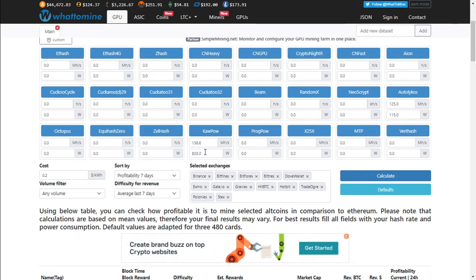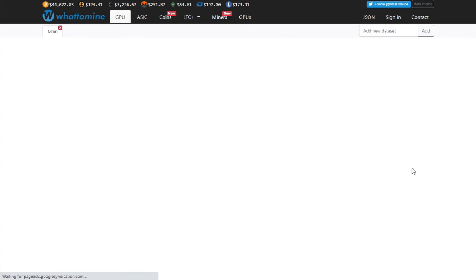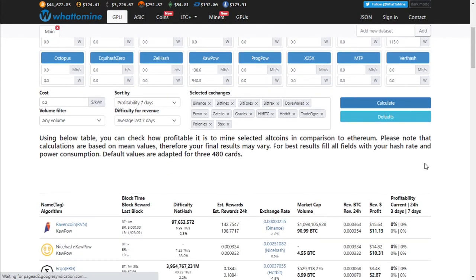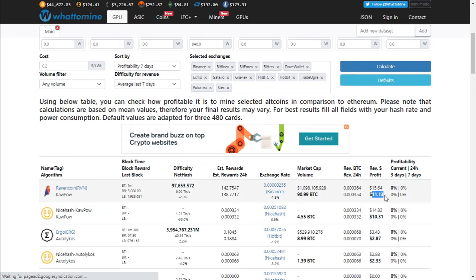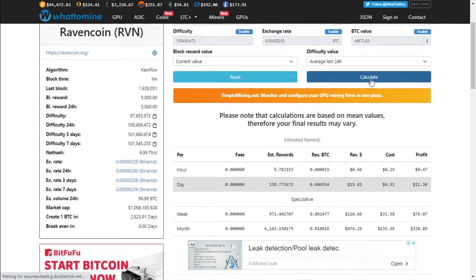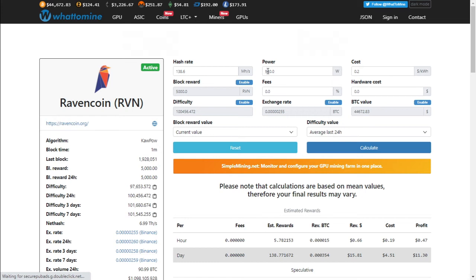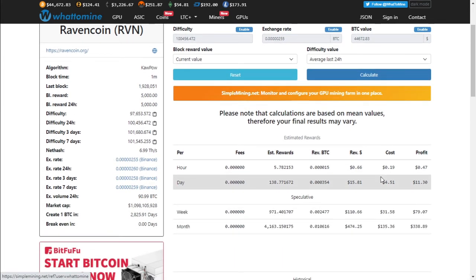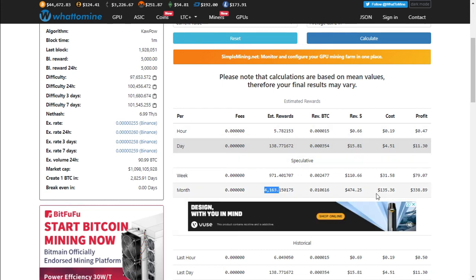In our previous video, we looked at the power consumption of the total server, and we were looking at 940 watts. So let's take a look at 940 watts. That would be the total power consumption of the server, and we're looking at just over $11 per day. Now, if we look a little bit further, 138.6 megahash per second at 940 watts. Power consumption is at 20 cents USD per kilowatt. Let's calculate and see what we can achieve. So in a month, we can mine just over 4,000 coins per month.